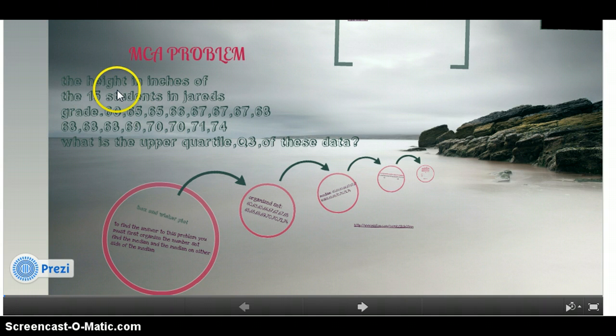The heights in inches of the 15 students in Jared's grade: 60, 65, 65, 66, 67, 67, 67, 68, 68, 68, 68, 69, 70, 70, 71, 74. What is the upper quartile, Q3, of these data?